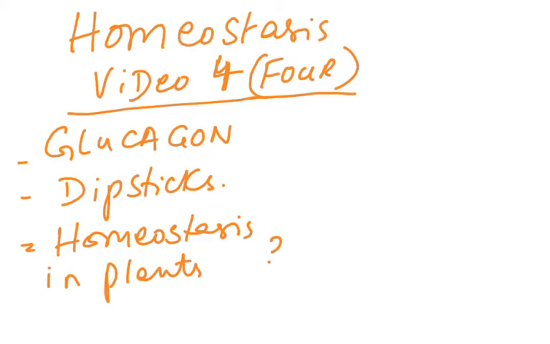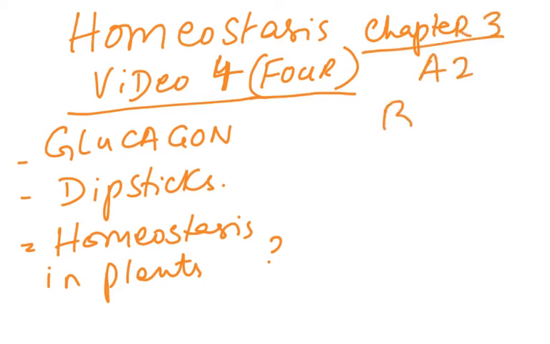Now we start with video 4 on chapter 3, I mean the third chapter of the A2 syllabus. So this is the A2 syllabus of biology, which is CIE 9700.